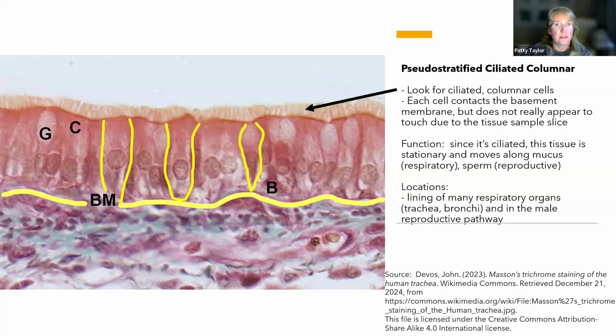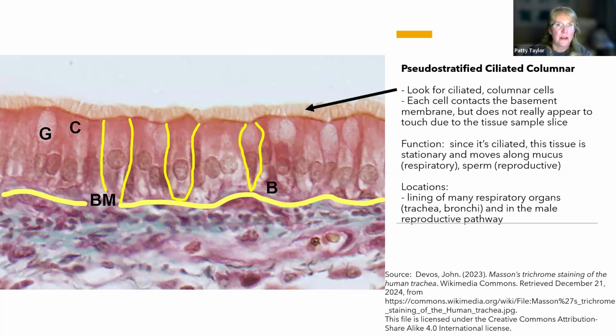But due to the nature of the way the tissue sample is taken and cut, it makes this one look like it's falsely stratified. Some pictures of PSCC, you can actually convince yourself you see distinctive layers, but nope, if you were to follow every single cell back to the basement membrane, everyone touches the basement membrane. So here I've outlined 3 cells back to the basement membrane, and that's how all the tissue is built. The cilia moves in a whip-like motion to help move along whatever it is, mucus, sperm. It's going to move those items along in a current past this tissue type.